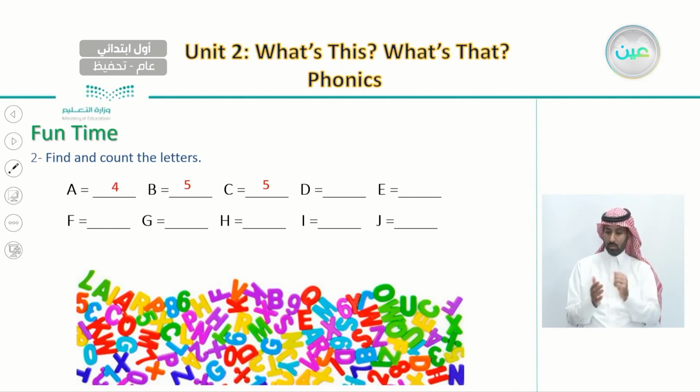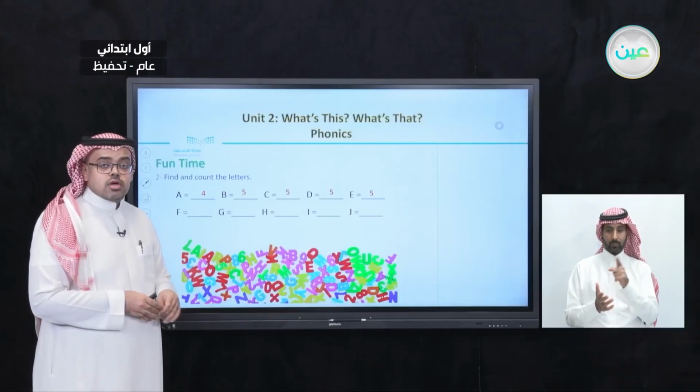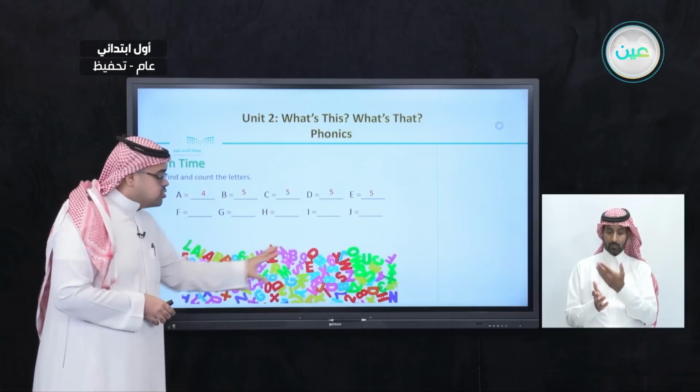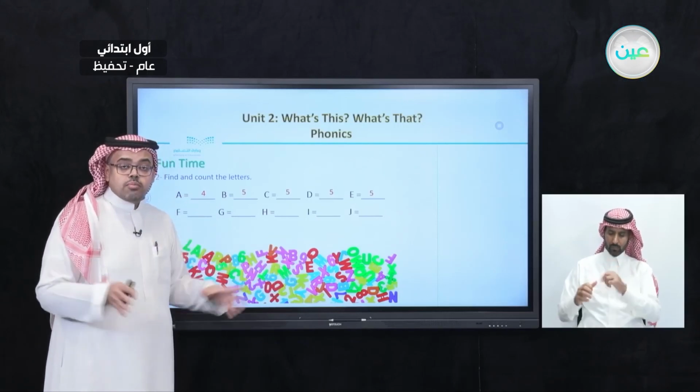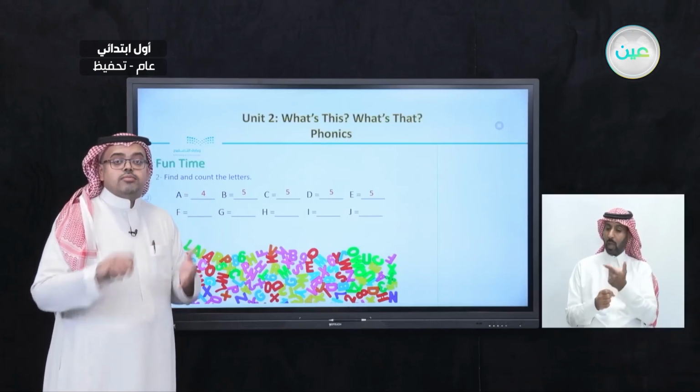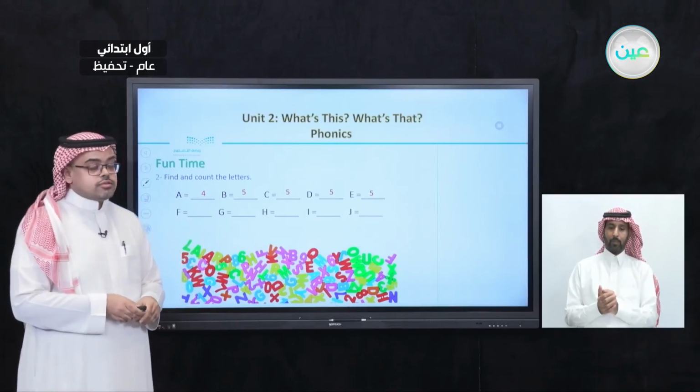What about letter D? You can also find letter D 5 times. And what about letter E? If you look around these letters, how many E's can you find? You can almost find 5 E's. So this is how I would like you to answer these questions, by reading the letter and trying to find them here in the scrambled letters, and just tell me how many times you saw this letter.